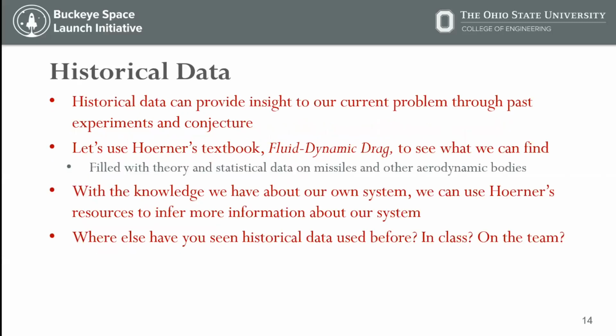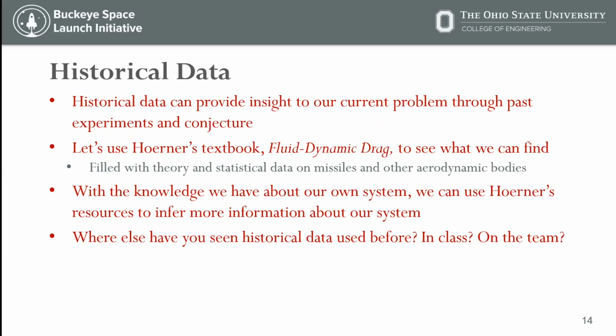So historical data can provide insight into our current problem through past experiments and conjecture based on those experiments. By measuring the drag on a cone at various velocities and various temperatures, maybe we can find a trend for geometry, in case we have something completely new, and we can infer from our old data what we should expect to see with our new data before we actually test it.